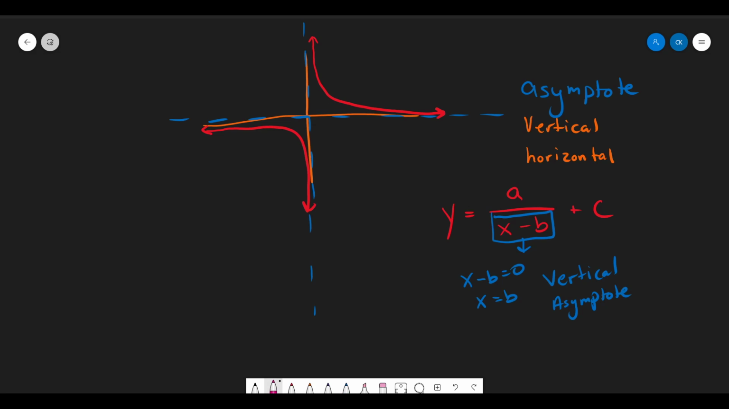The horizontal asymptote is just as easy. Your horizontal asymptote is just whatever is out here, whatever c is, whatever you're adding or subtracting to the end or to the beginning of your fraction. So my horizontal asymptote would just be y equals c. That is the horizontal asymptote. And obviously if there's nothing out here, then it's just 0. So these are the two things that we want to look at when finding our asymptotes. So let's get a little bit of practice with this.